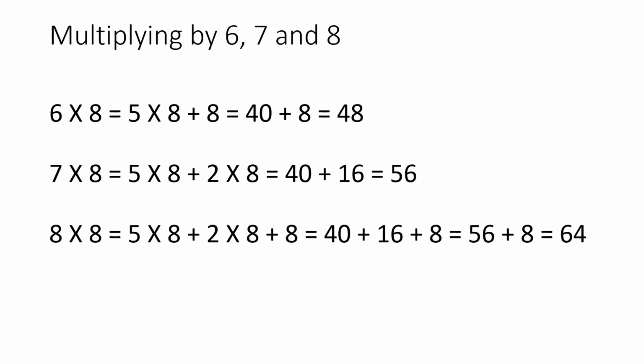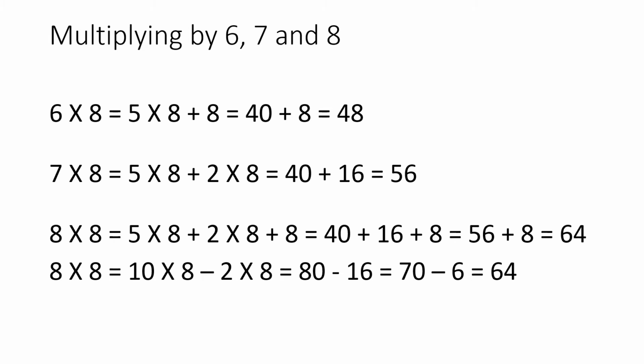We can also use a trick where we multiply by an easier number and subtract. 8 equals 10 minus 2, so 8 times 8 equals 80 minus 16, or 64. When I did the subtraction in my head, I subtracted the 10 first and then the 6. Now let's look at 9s.